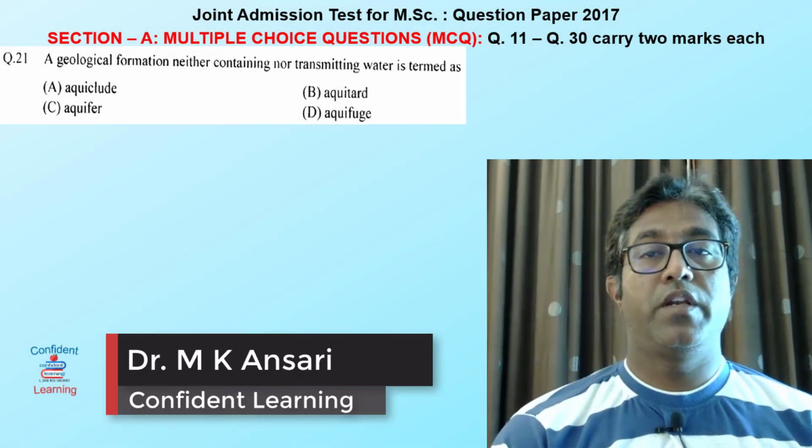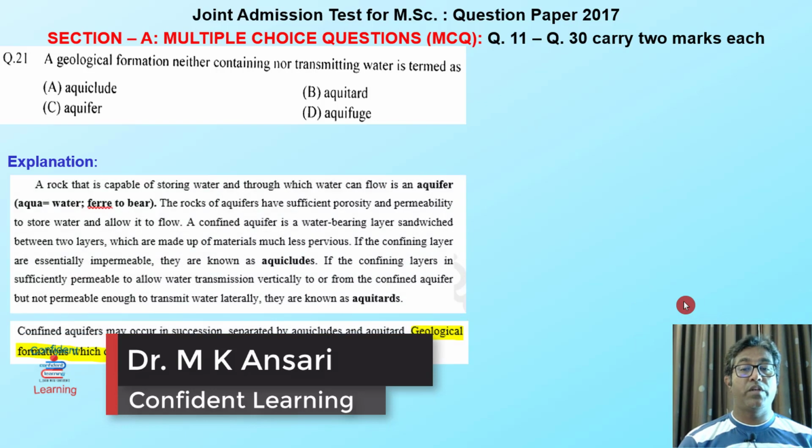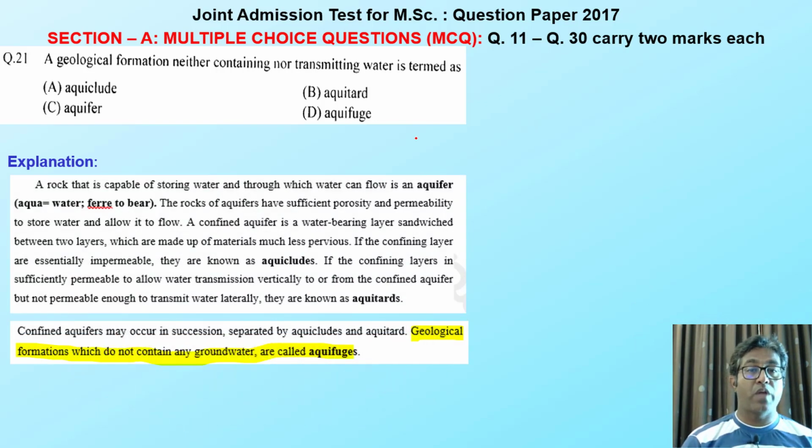So this is the first question related to hydrology, geology. It is a very simple question if you know the definition of all these terms: aquiclude, aquitard, aquifer, and aquifuge. Basically, go through and read the definition. As per the definition, a geological formation that neither contains nor transmits water is known as aquifuge.